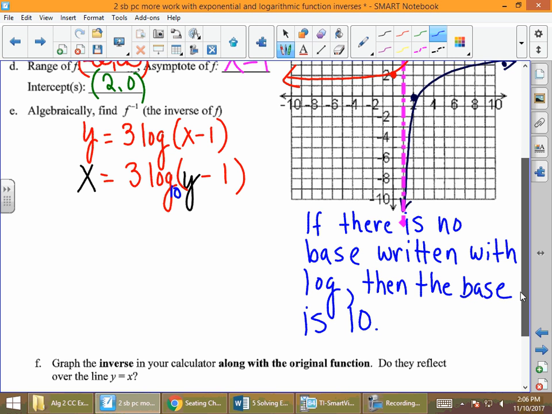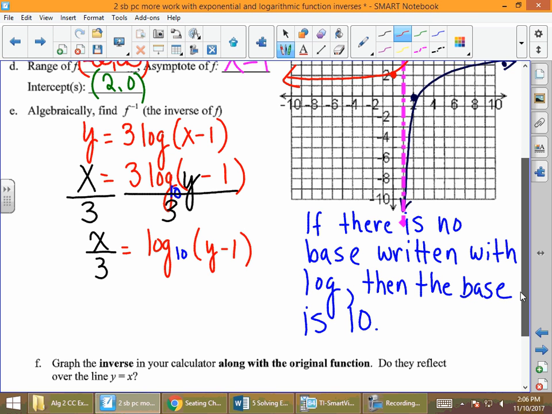But what we're trying to do is algebraically find this inverse, and we've started off good, we've switched the x and the y. We need to convert this to an exponential, but before we can convert it to an exponential, we have to isolate the logarithm. So what that means for us is we need to divide this side by 3 and this side by 3. So now it's x over 3 equals log base 10 of y minus 1.